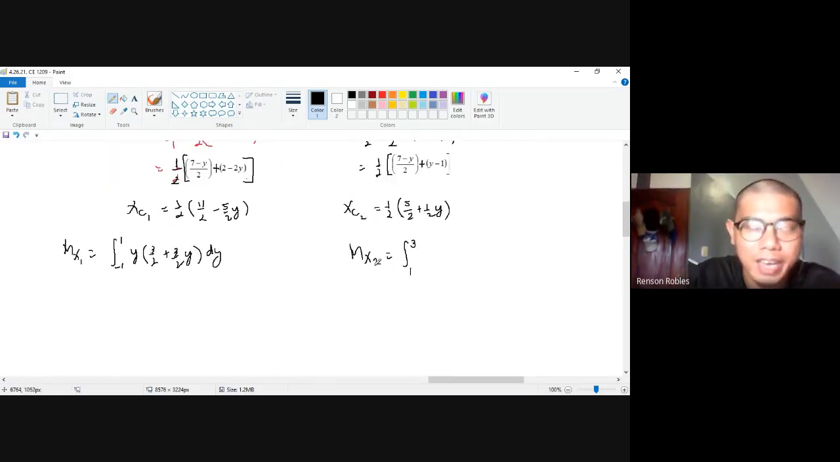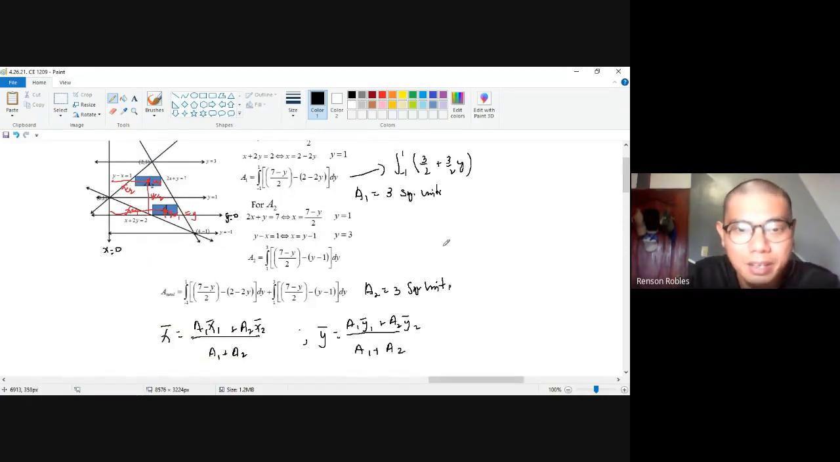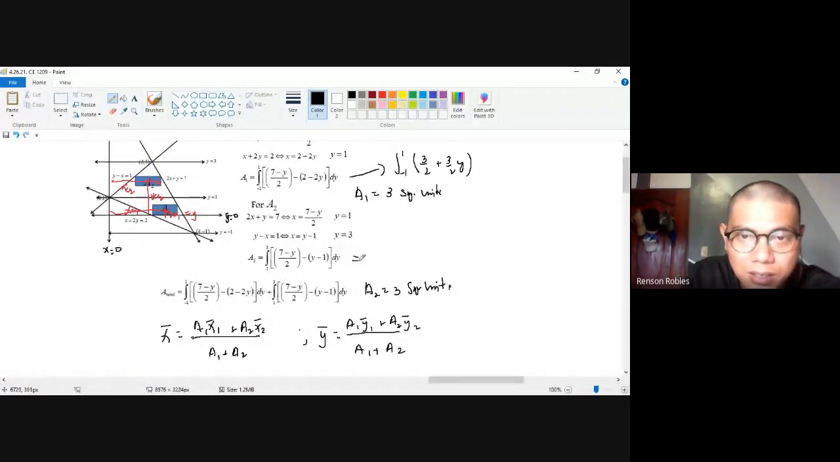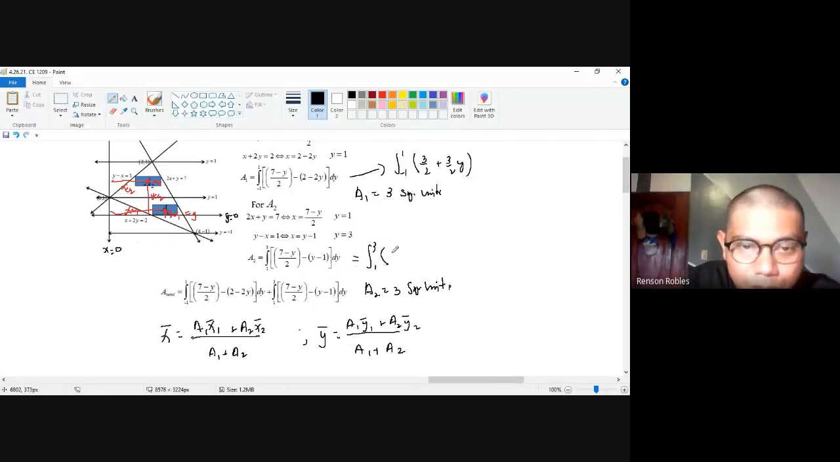Then, mx, moment in x, yc. And what is yc? y. And then, copy lang yung differential of area from here. So, ito ay equal sa integral of, just write. Equals integral from 1 to 3. Simplify natin. 7 halves plus 1. 9 halves. Then negative 1 half y minus y. Negative 3 halves y. dy.